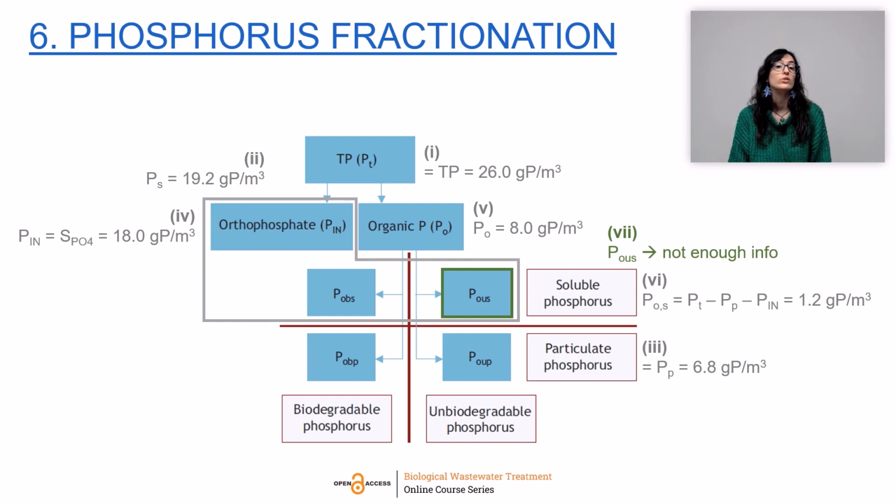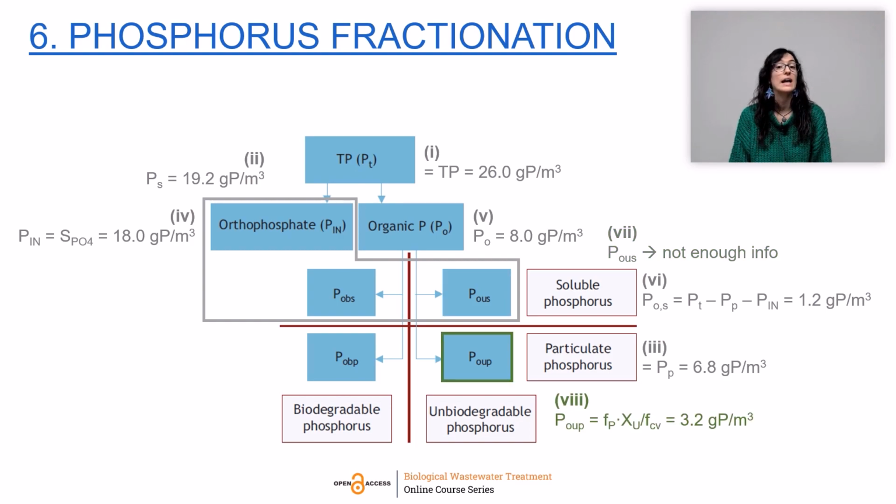Ideally, we would need to estimate as well the amount of soluble and biodegradable phosphorus the same way as we did for nitrogen and COD. And this would mean calculating its concentration based on the effluent concentration. However, we do not have enough information for this, and therefore we cannot further estimate the soluble fractions of phosphorus.